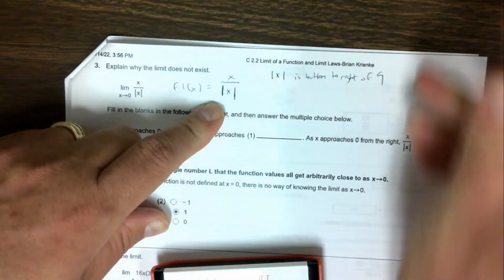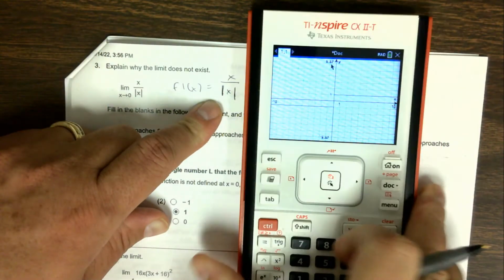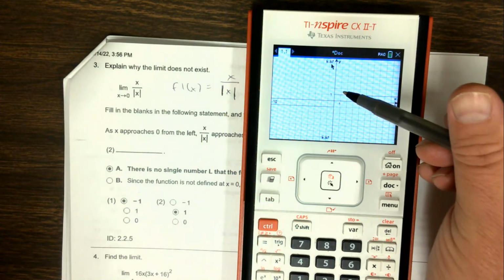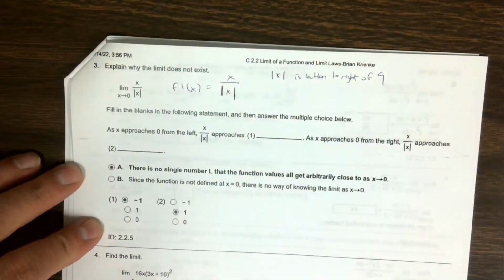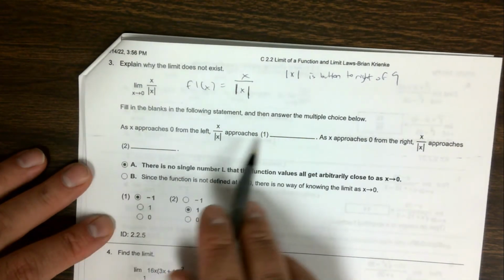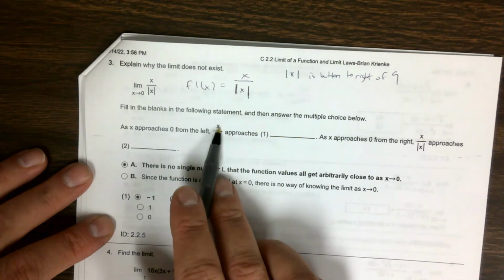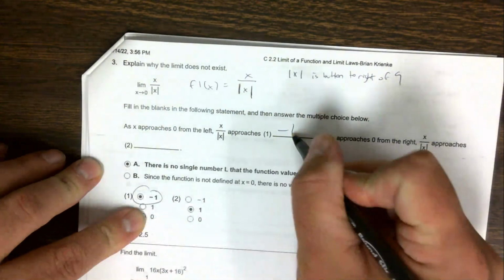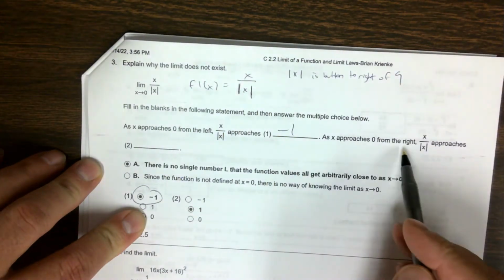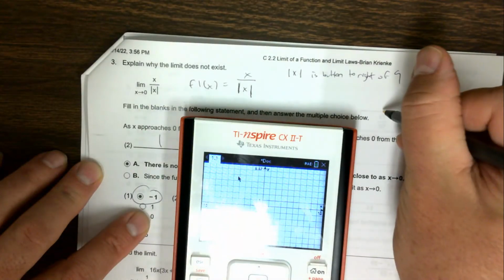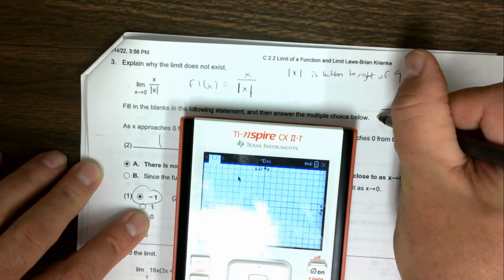So what we have is a type of step function where it has a jump discontinuity. So as x approaches 0 from the left, the function approaches -1, and as it approaches from the right, it's 1. So you can see that on the graph. It's like this and like that.